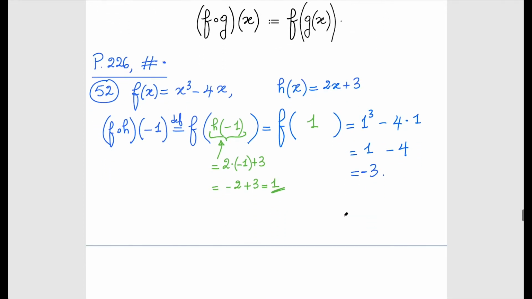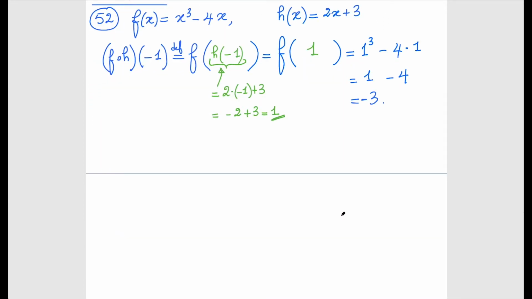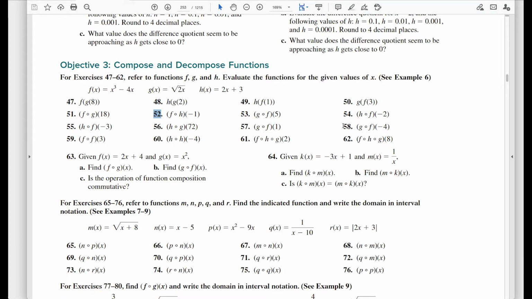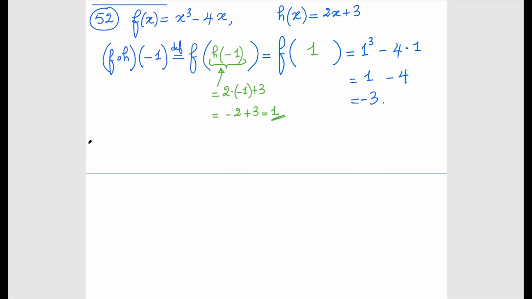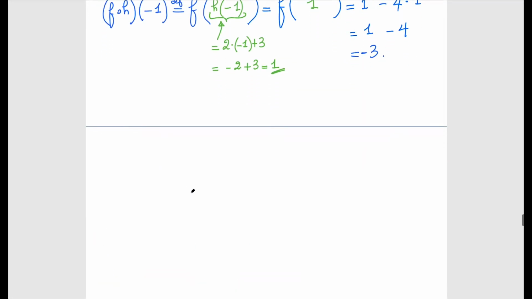Okay, all right, let's do more problems from this group. About 58. So we have g composed with f acting at -4, and f is as before, while g is square root of 2x. Okay, so that's number 58. Let's do it on the second page.